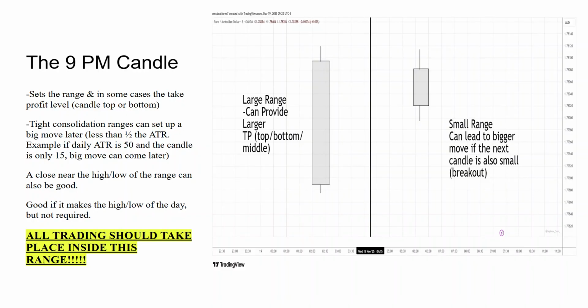And it's good if it closes near the high or low of the range. So if this was a red candle, if it closed down here, that would be great. If this was a green candle, if it closed up here, that would be great. I left it gray because it can go either way. Doesn't matter. So all trading should take place inside this candle's range. You should be going long around the low of this candle or this candle here. They're both 9 p.m. ranges. If you go short, you should be going short around the top of this range or around the top of this range.